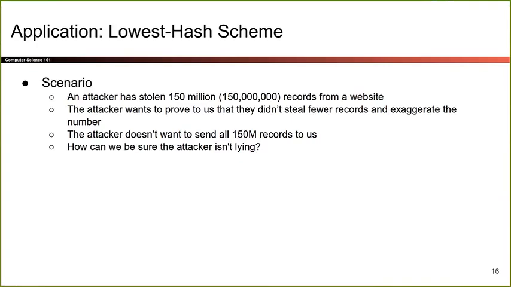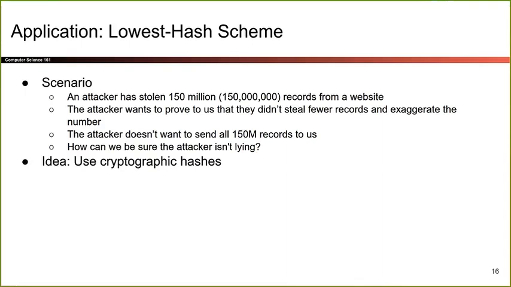So we, as the journalist or the reporter, need to figure out how the attacker isn't lying. But the attacker also doesn't want to prove it to us by sending us all the records because they're holding it for ransom, right? They want to force the company to send them $1 million to hide the records or something. So they don't want to give us all 150 million records, but they still want to prove to us that they own 150 million and they don't own like 10 million, and they're exaggerating. So how do we prove that they're not lying?